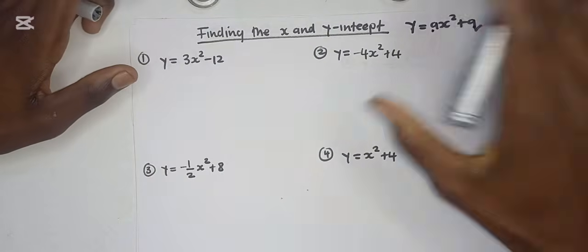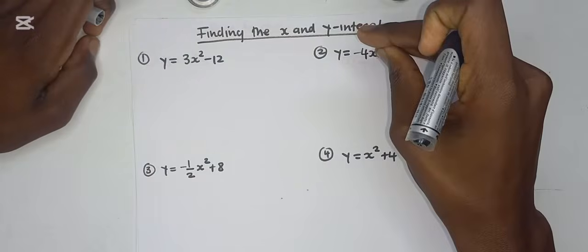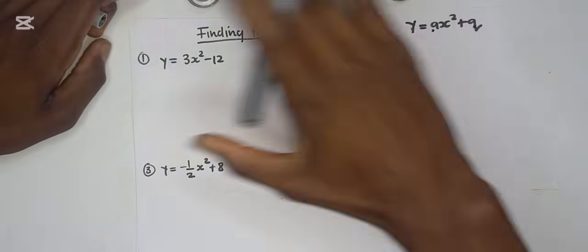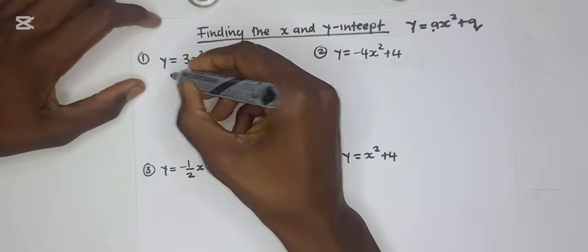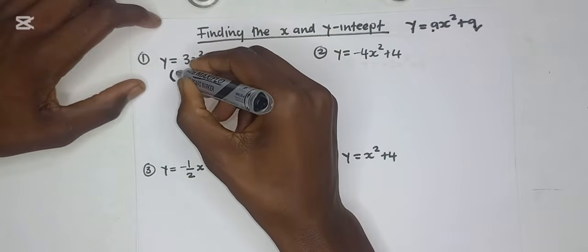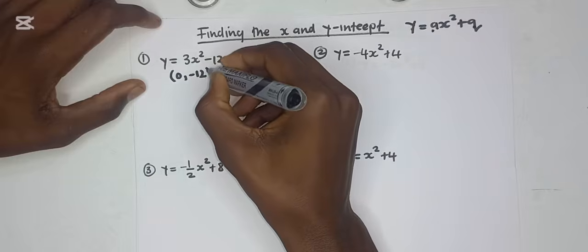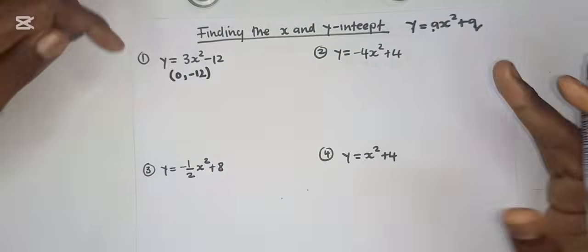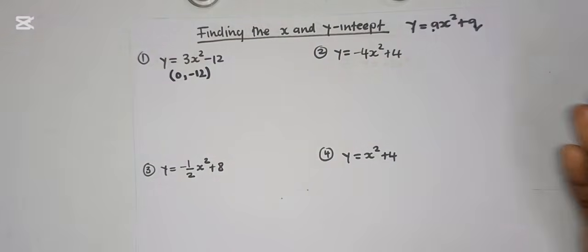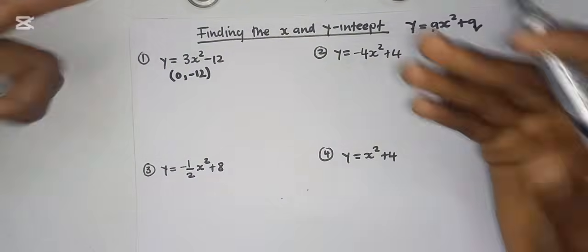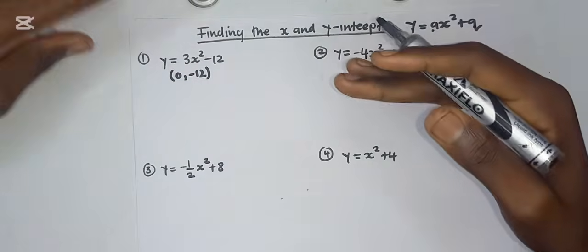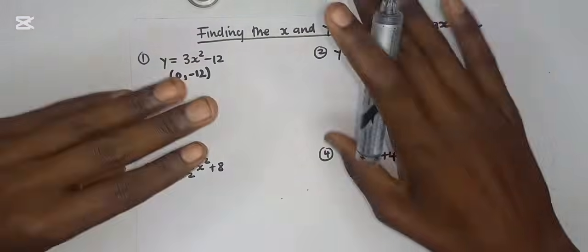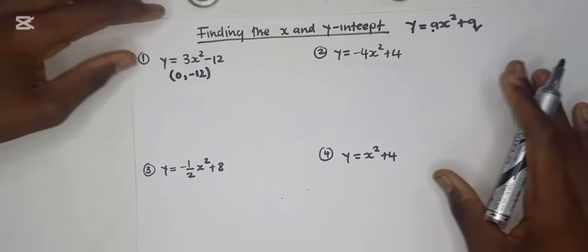So it is very easy here to find what the y-intercept is going to be. What is the y-intercept of this one? The y-intercept is going to be (0, -12). If you don't understand what an x-intercept and a y-intercept are, I've made a video in this playlist. If you scroll back, you can find the video where I introduce the x-intercept and the y-intercept.